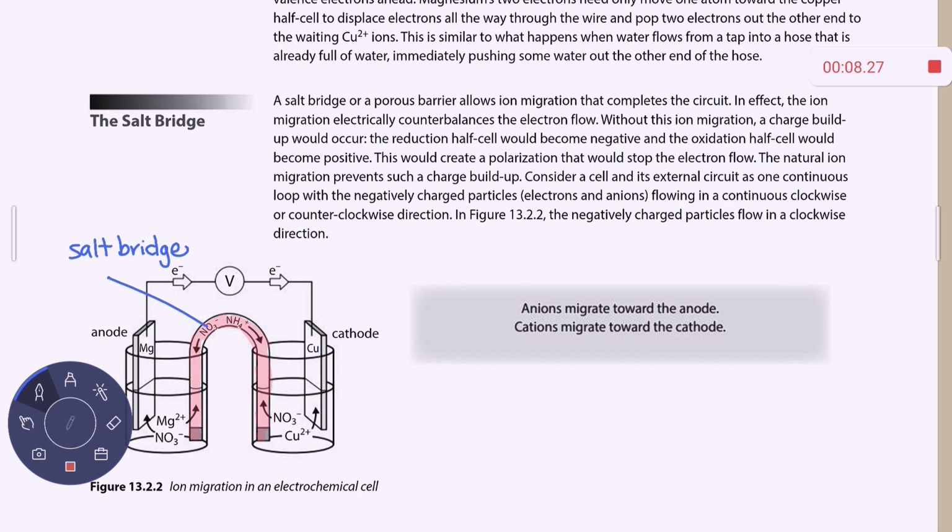And when you're looking at the salt bridge, you're going to notice that here we have the ammonium ion, which is a cation. So the cations are flowing towards the cathode, because that's where the electrons are moving towards, so it sort of counters that negative charge. And then we've got the nitrate ions here. Nitrate ions are anions, and these anions are migrating towards the anode. So anions flow toward the anode.